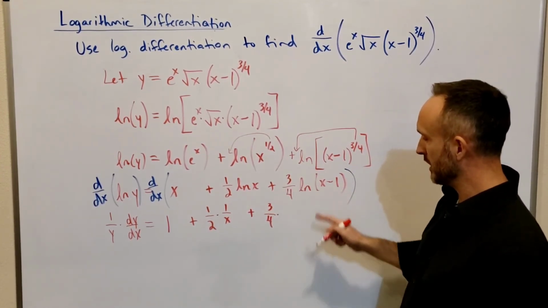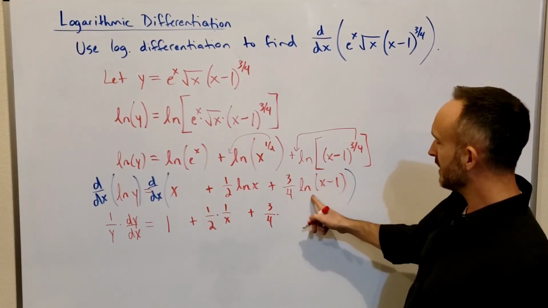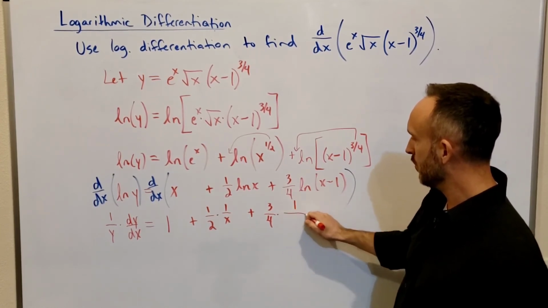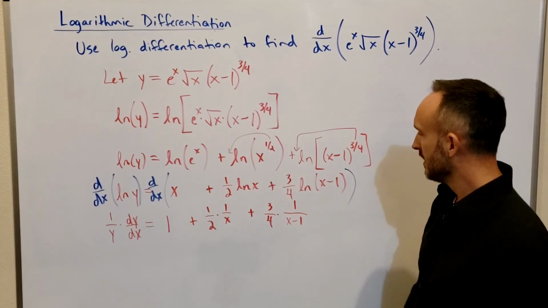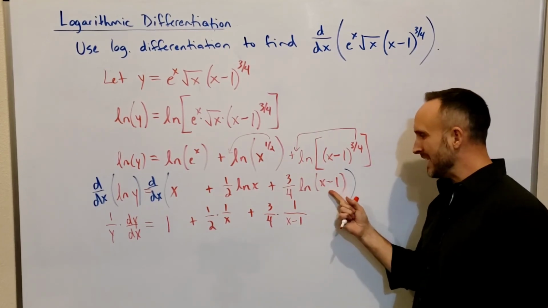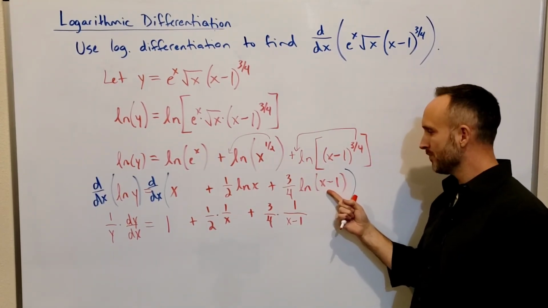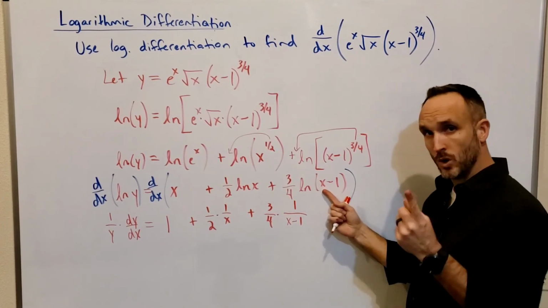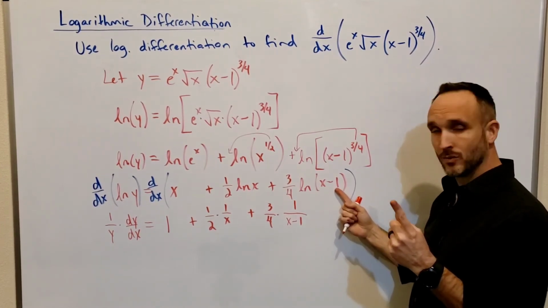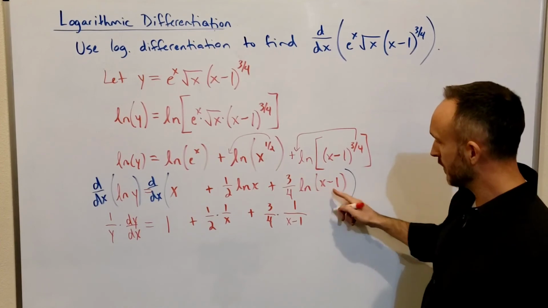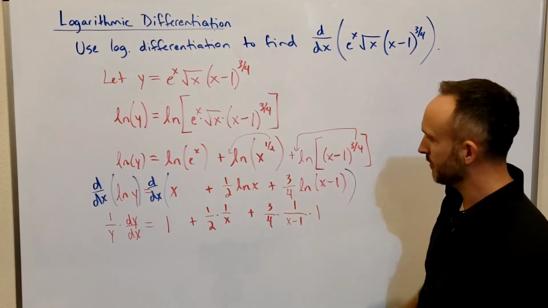We have to use the chain rule here. So the derivative of the natural log part is 1 over x minus 1 times the derivative of the inside, x minus 1. Well, the derivative of x is 1. The derivative of negative 1 is 0. So in fact, the derivative of the inside just ends up being 1. Okay?